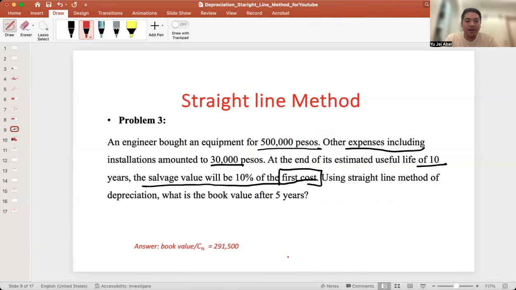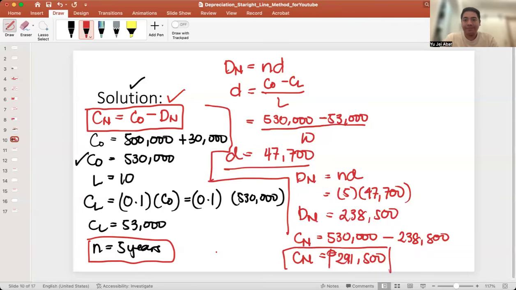Let's check if we are correct. That is 291,500. So when solving this type of problem, we should identify first what is being asked and what are the given. And by that, we should solve each and every one of the equations. If we are using the straight line method, usually it just revolves around these three equations.